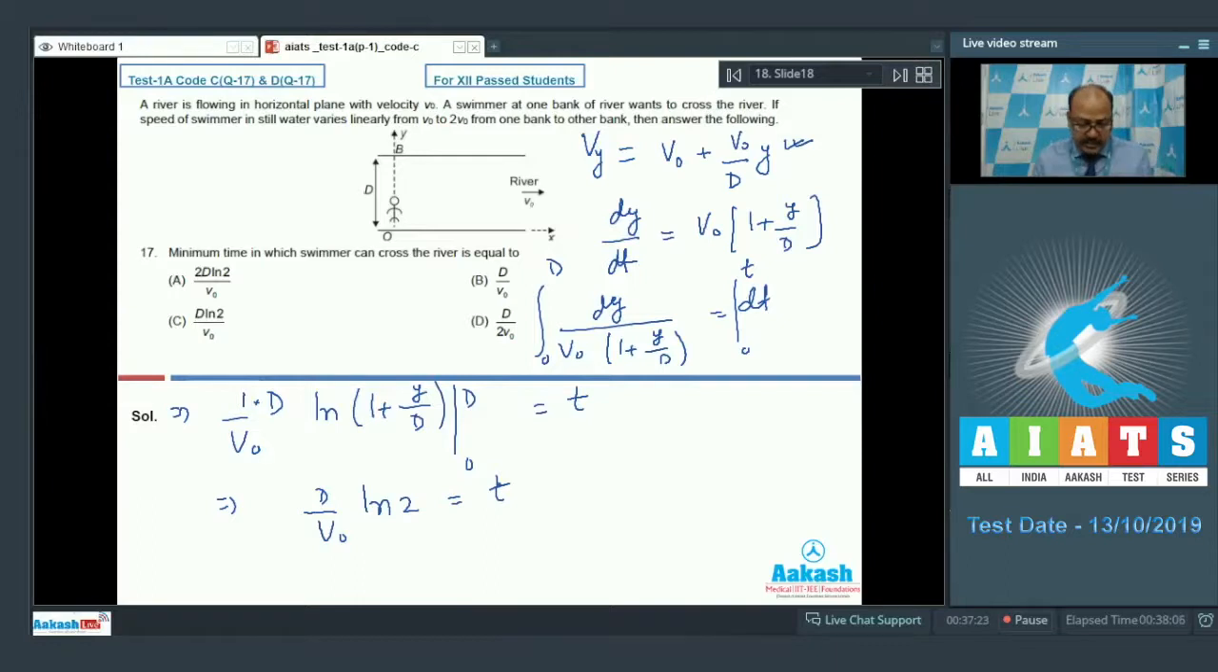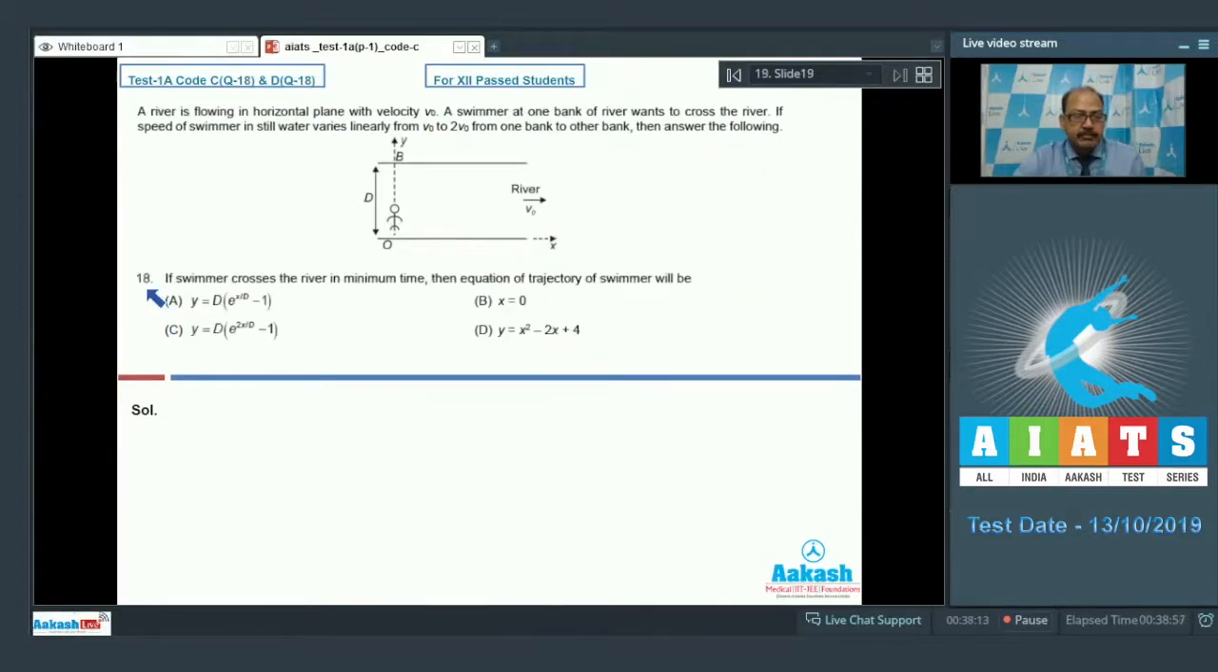Let's look at the options. It's clearly matching with option C, so option C is correct. Let us go to the next question now. Question 18 says, if swimmer crosses the river in minimum time, then equation of trajectory of swimmer will be, well, we have been given these 4 options.